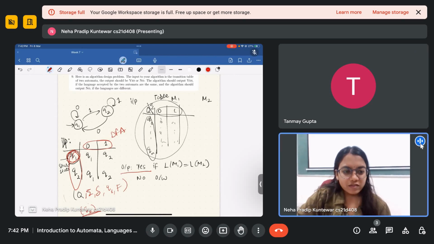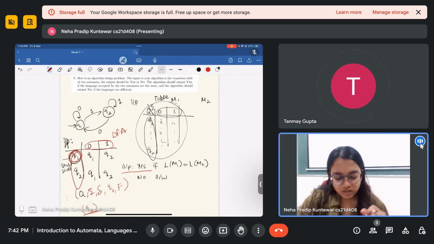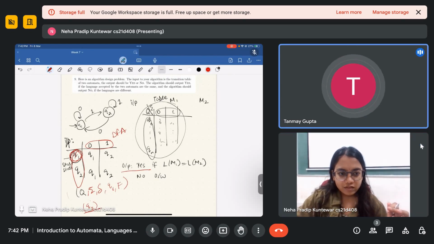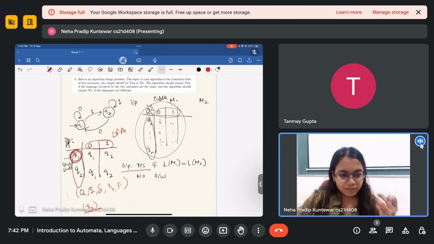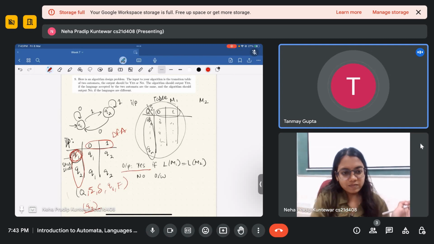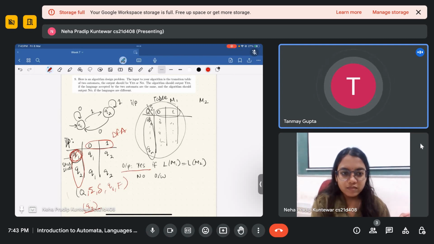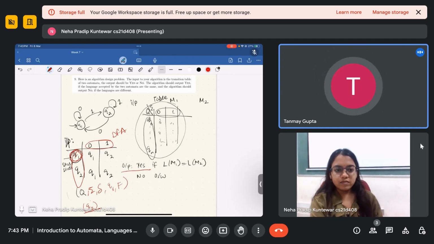But when do you say that two languages are the same? When on every input there is the same output. As in, if it is accepted in one, then it is accepted in the other, and if it is rejected in one, then it is rejected in the other. Like for zero input, there is zero output; for one input, there is one output. If there exists a transition where for zero input there is one output, then it will go to the trap state or reject state.